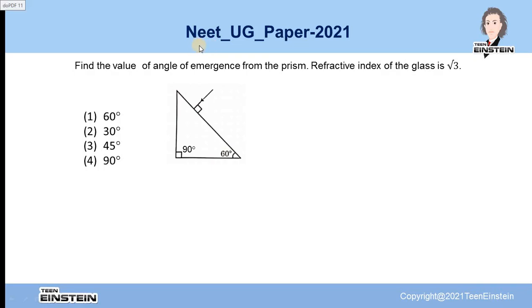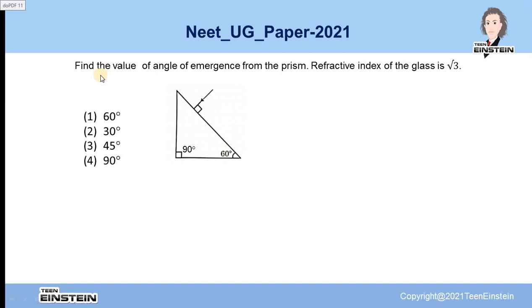Hello students, let us solve a problem from NEET UG Paper 221. The problem is based on this particular diagram. This triangle represents a triangular prism, and a ray incidents at this refracting surface normally.